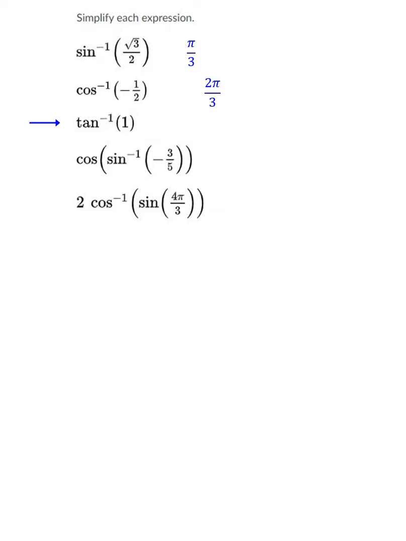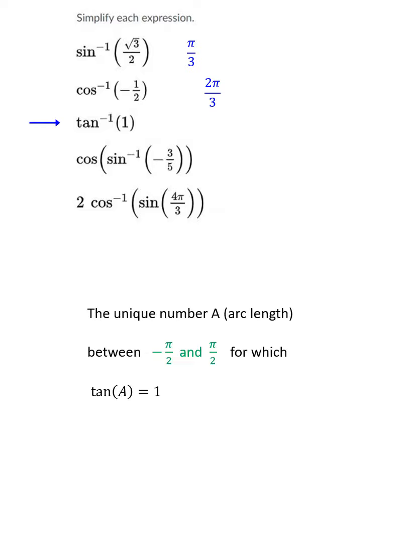The same concept applies to the tangent. Here's the definition of the inverse tangent of 1. Eventually, your knowledge of the unit circle and a little bit of luck will guide you to pi over 4. The reason pi over 4 is the answer is because, first of all, it's between negative pi over 2 and pi over 2, and secondly, the tangent of pi over 4 is in fact 1.